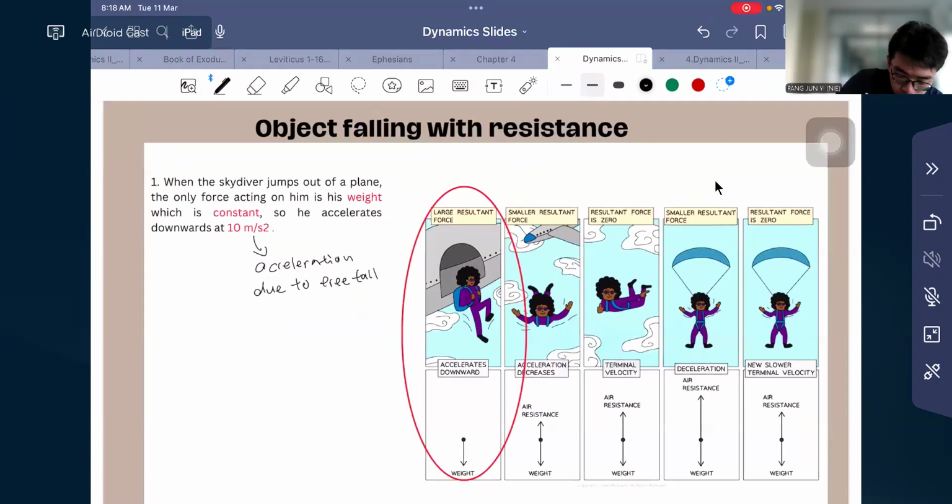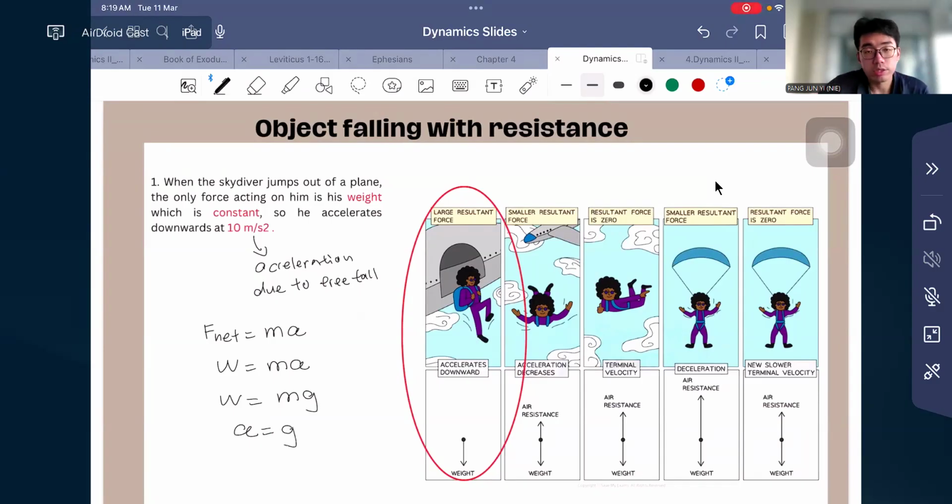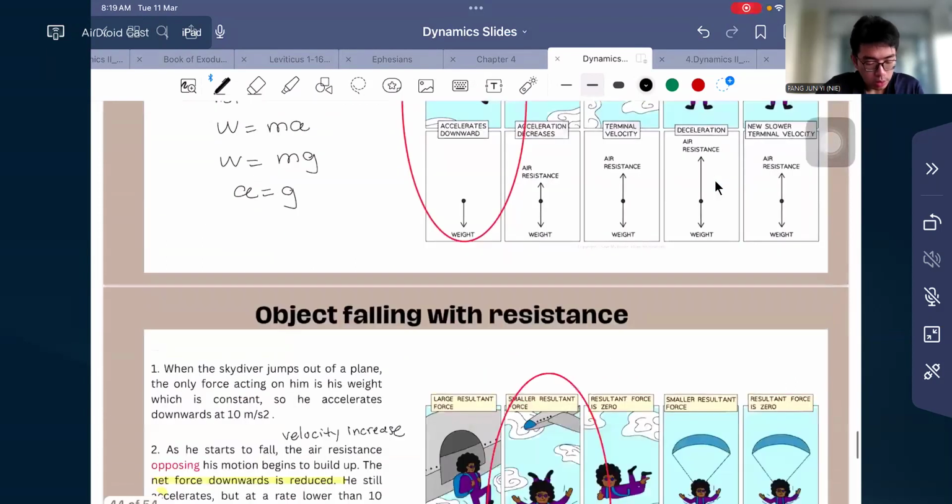If we see, F net is equals to ma. And your F net is only just the weight. So weight is equals to ma. And remember in chapter 3, we say that weight is actually equals to mg. So this means that your a will be your acceleration due to free fall, the acceleration due to the Earth's gravity. And then after that, we continue on.